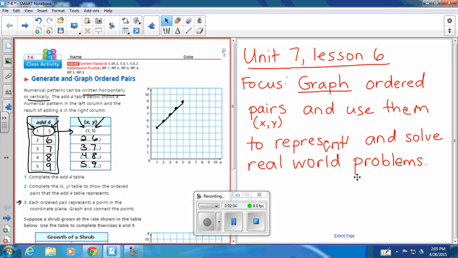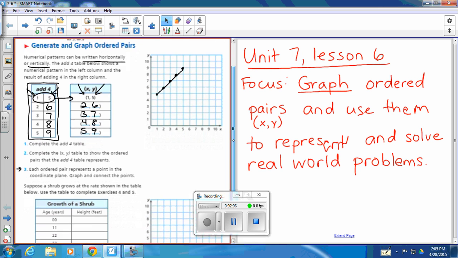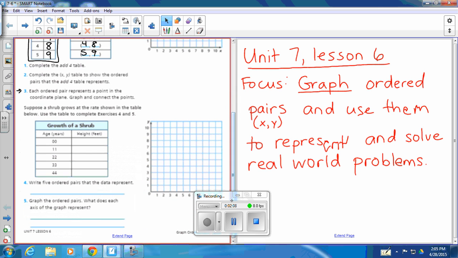Okay, so now let's look at what that would look like in a real world problem. It says, suppose a shrub grows at the rate shown in the table below. Okay, so here's the age in years, and here's the height that it grows. Use the table to complete the exercise. Okay, so the first year, it's going to grow 0 feet because it's 0 years old, hasn't grown anything.